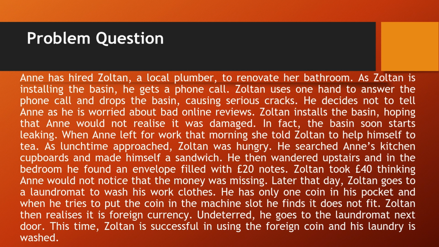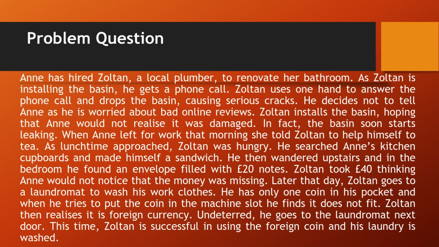When Annie left for work that morning, she told Zoltan to help himself to tea. As lunchtime approached, Zoltan was hungry. He searched Annie's kitchen cupboard and made himself a sandwich. He then wandered upstairs, and in the bedroom, he found an envelope filled with 20 pound notes. Zoltan took 40 pounds, thinking Annie would not notice that the money was missing.